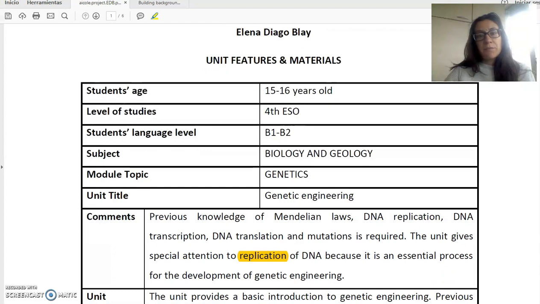So I'm going to have kids between 15 and 16 years old, and I expect them to have a B1, B2 level of English. I know it's quite high, but it's an age that is achievable.